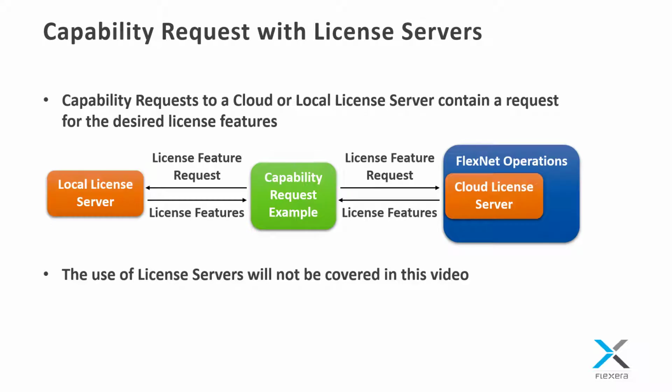Additionally, licenses can be requested from a license server. FlexNet embedded license servers contain a pool of license features that can be accessed by multiple devices. When performing a capability request and response exchange with a FlexNet embedded cloud or local license server, the capability request contains the desired licensed features as opposed to an activation ID. The license server will return the features to the device if it exists and the requested quantity is available. The use of license servers will not be covered in this video.